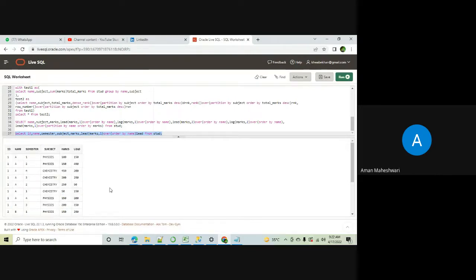We are getting consecutive number, means one step ahead. See, it is like this: 150 shifted to here, 450 shifted to one place ahead, 200 shifted to here, 250 shifted to here, 50 shifted to here, 150 shifted to here. Right? We are shifting it. Correct? Is this clear? So I've given lead marks, comma 1. It means I'm telling shift it by one place. If you'll give lead marks, comma 2, it will shift by two places. Let me show you that.